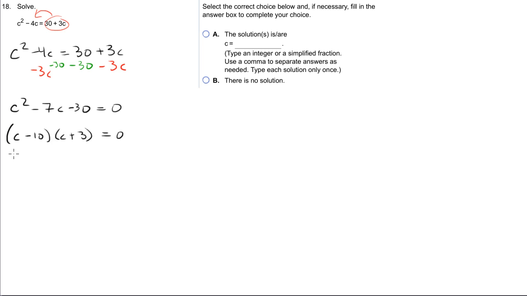Then, c minus 10 is 0, and c plus 3 is 0. So, c is equal to 10 or negative 3. Great. That'll do it for our Chapter 5 review.